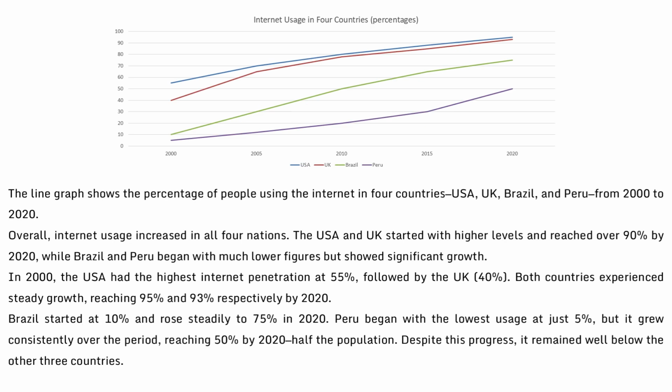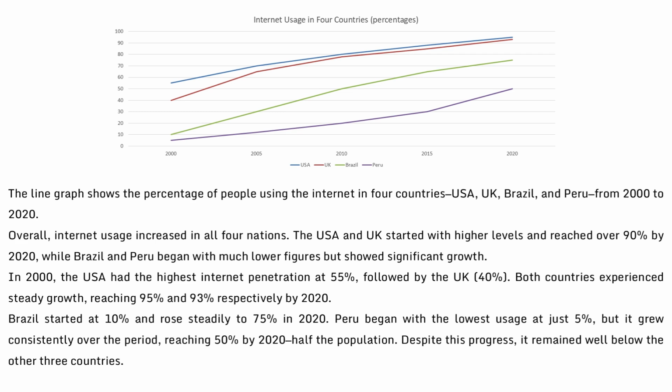Now, let's look at a second example, internet usage in 4 countries. The graph shows the percentage of people using the internet from 2000 to 2020. This is a great chance to use comparison language like while, in contrast, and however. Here's the response. The line graph shows the percentage of people using the internet in 4 countries, USA, UK, Brazil, and Peru, from 2000 to 2020. That's the introduction.